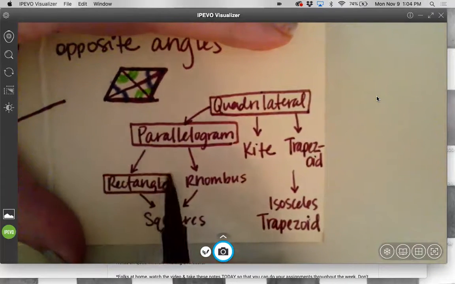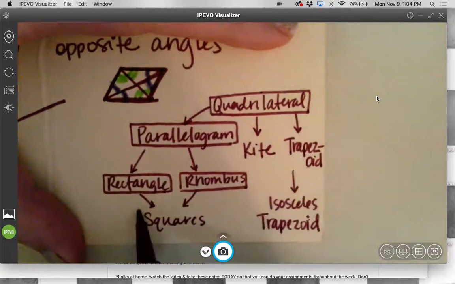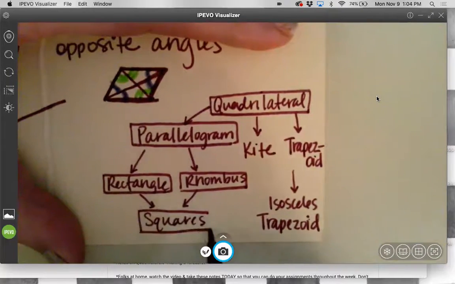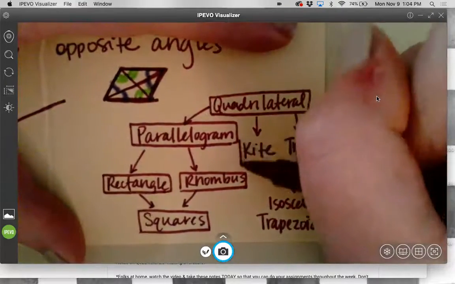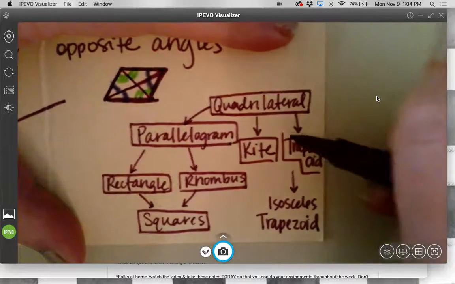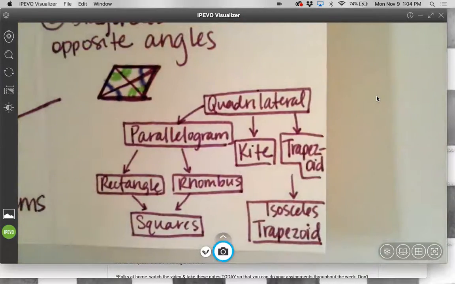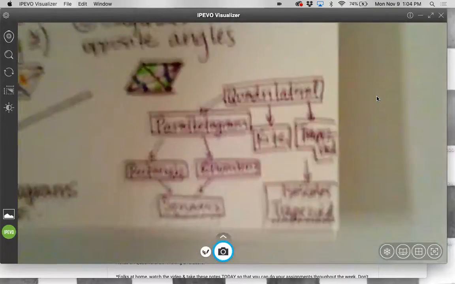And as soon as you've gotten your flow chart done, flip it over on the back. We're going to finish up our notes with kites and trapezoids. Now, the good news is kites and trapezoids are not quite as regular as parallelograms and rectangles and rhombuses and squares. So there's not going to be quite as much to write about them. But they do have some properties that you need to be aware of.